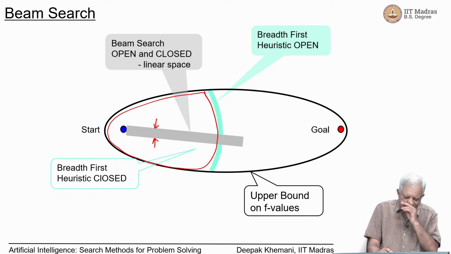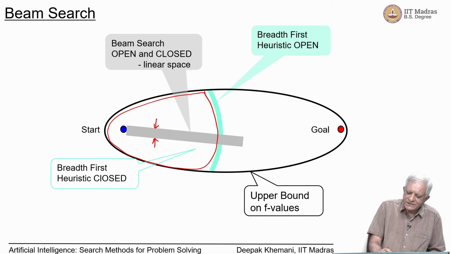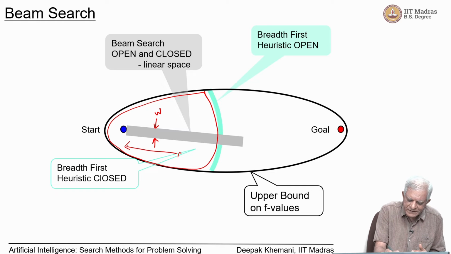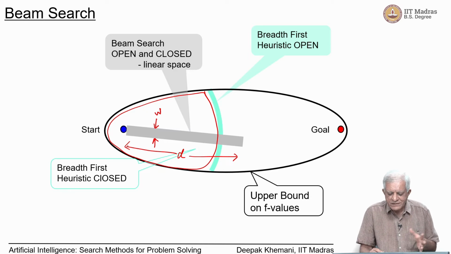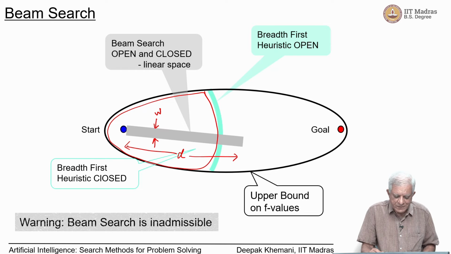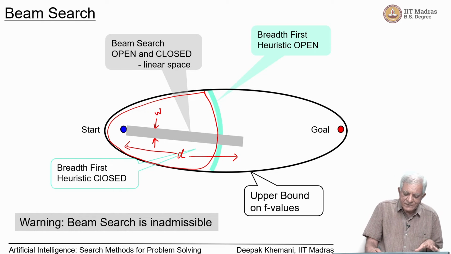It is open and closed, we have already mentioned. If this is W and if this is D, then the total number of nodes kept by beam search is W into D, which is linear in nature. And remember that our focus is on saving space at this moment. Of course, with the warning that beam search is inadmissible, but it has linear space. That's a plus point.